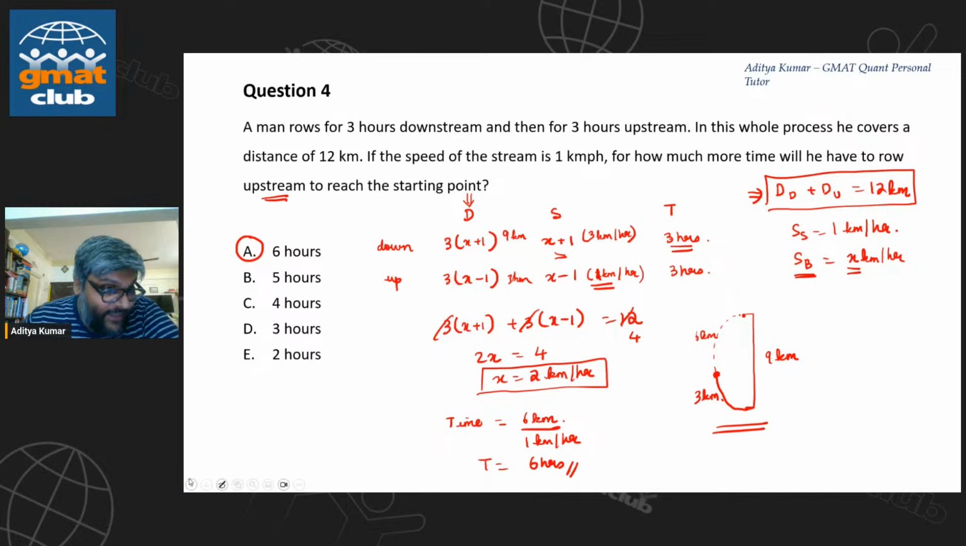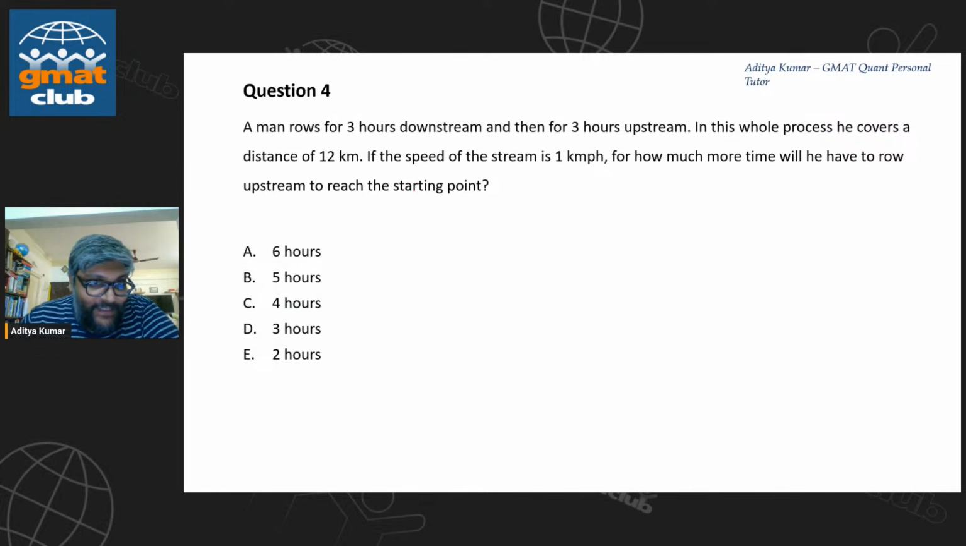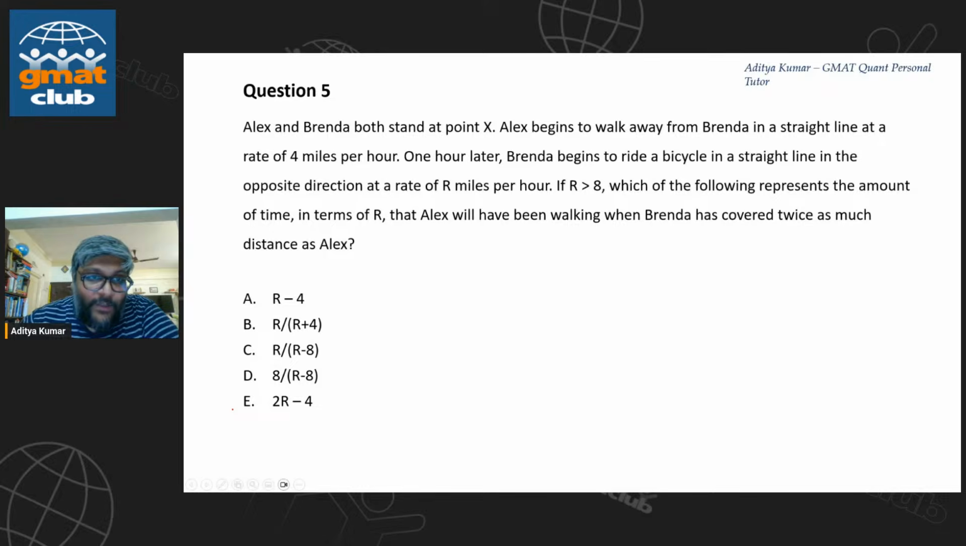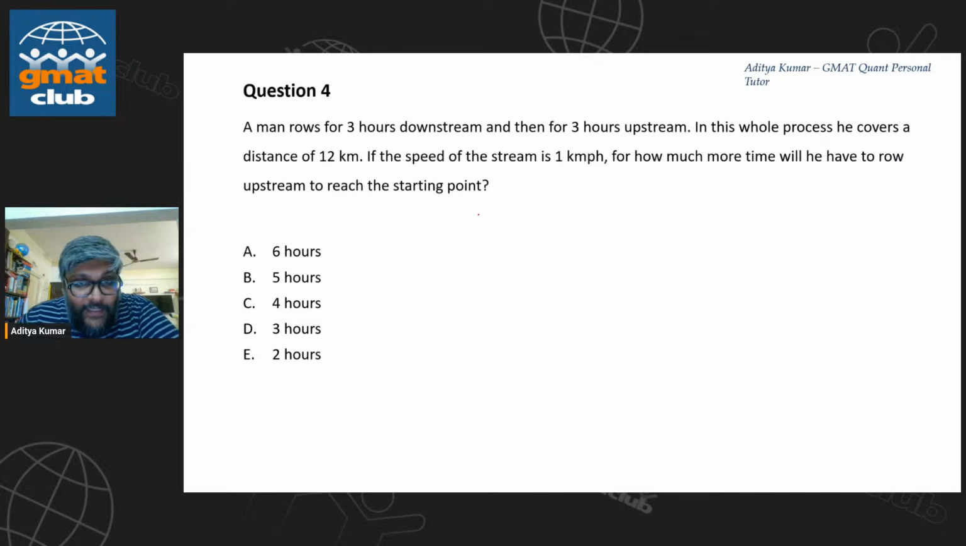If you identified that, then a lot of calculation could have been bypassed. I had the total distance. Let me use the table itself. Okay, I removed it. I had the total distance as 12 kilometers, right? So immediately when I saw that the total distance is 12 kilometers, I know the total time to travel that distance is 6 hours.